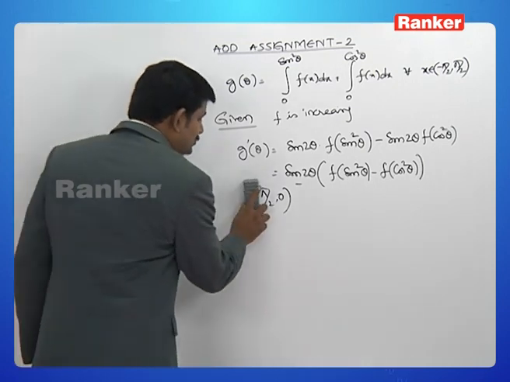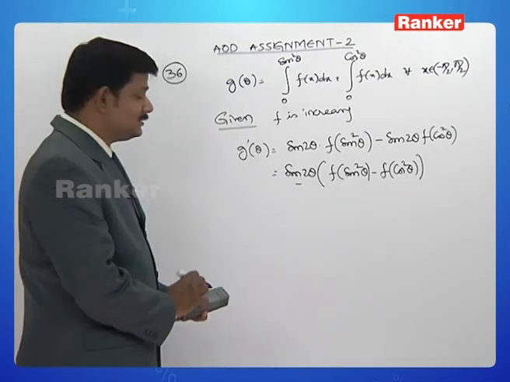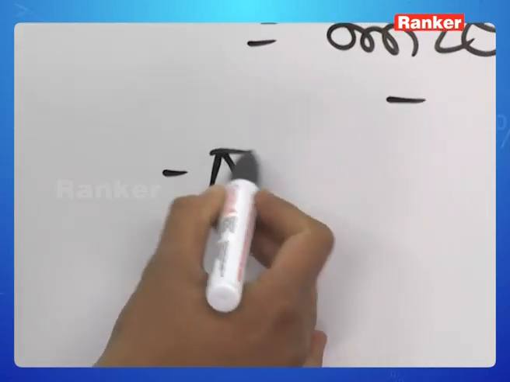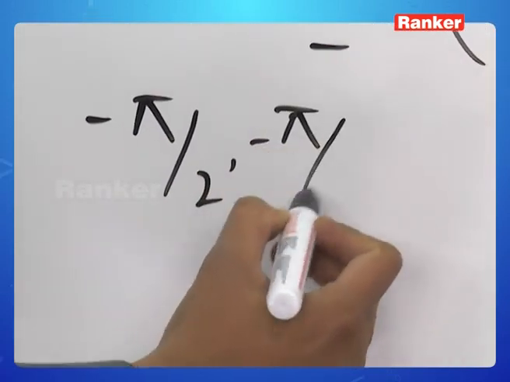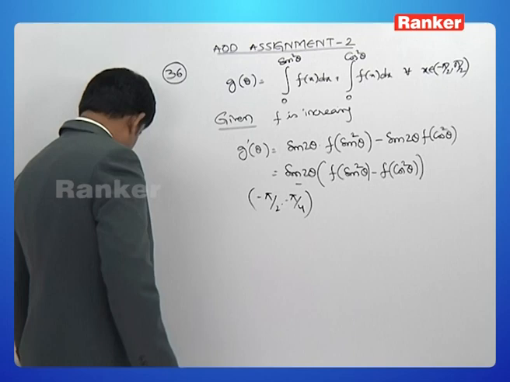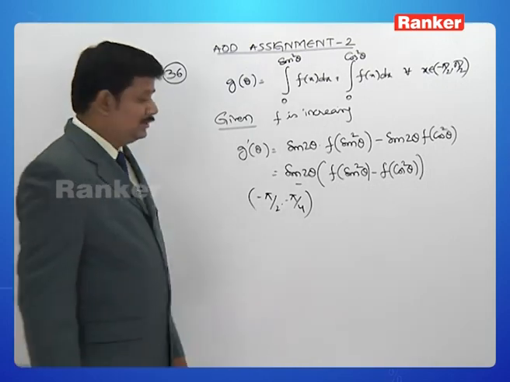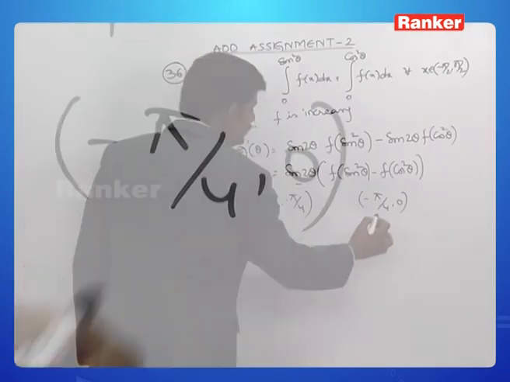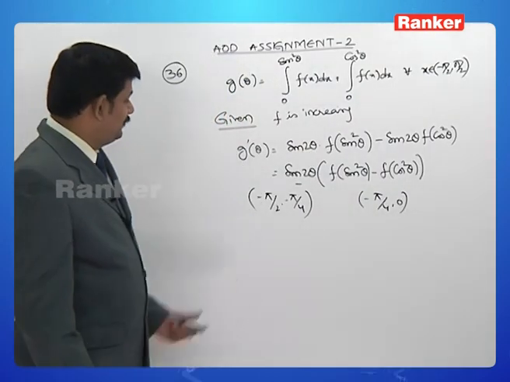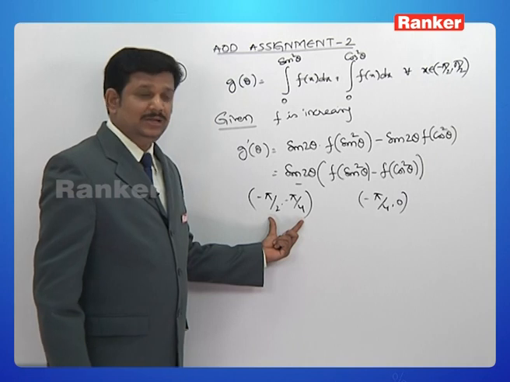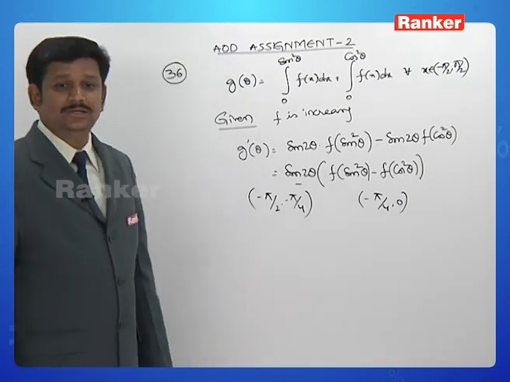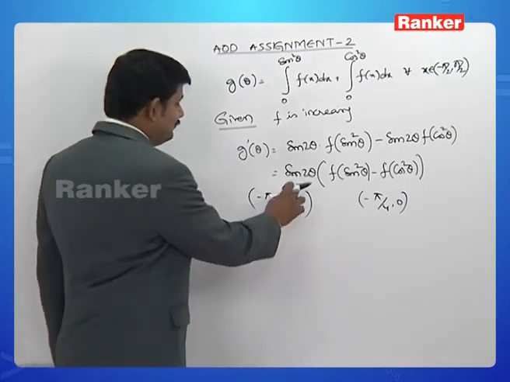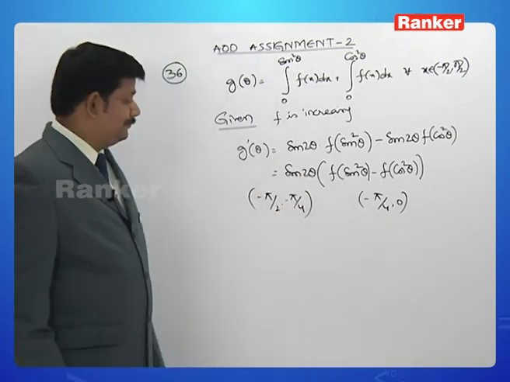Let us cut this minus pi by 2 to 0. Let us cut this discussion into two parts: from minus pi by 2 to minus pi by 4, which is option B, and from minus pi by 4 to 0, which is option D. So if in one of the intervals we found it to be increasing, and in the other interval we found it to be decreasing, let us see in which of the intervals it is decreasing.